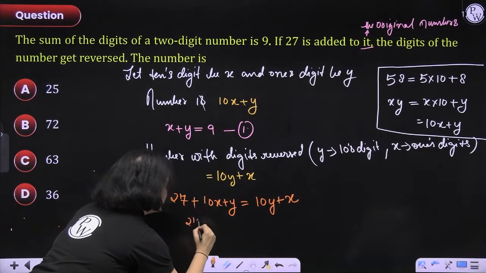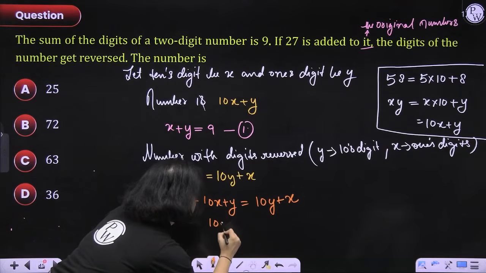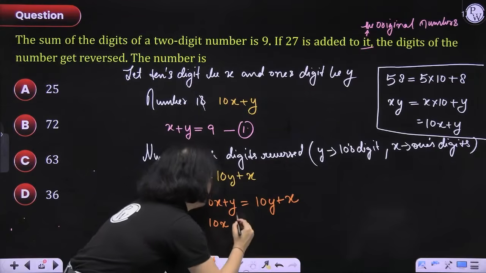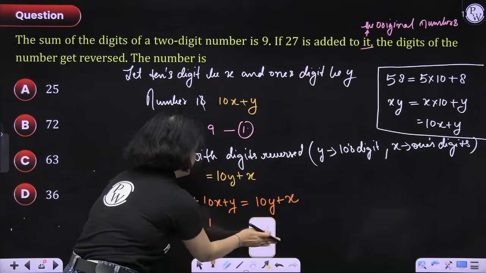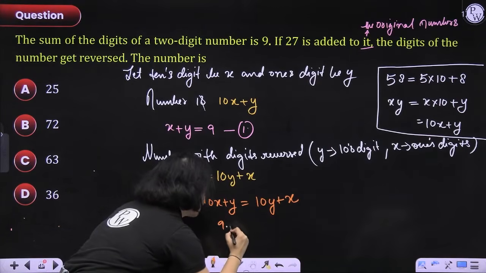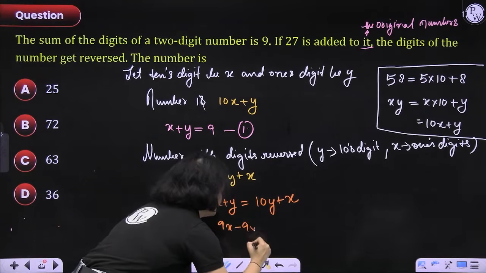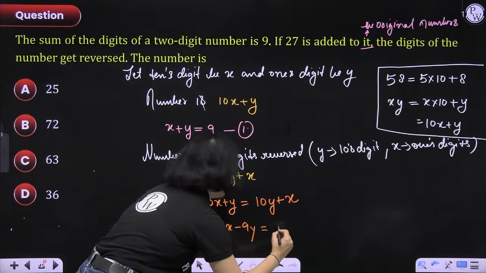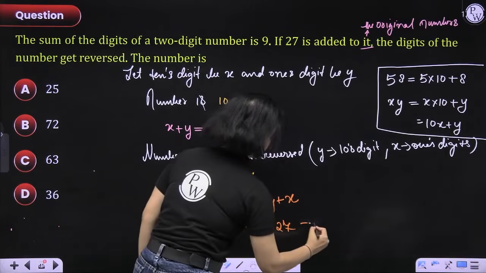So, 10y plus x. Here, what do you get when you solve this, everyone? You get 27, let me just write it down. Oh, sorry. I'll write this again. Wait. 10x minus x is 9x. Y minus 10y is minus 9y, is equal to minus 27. This is what you get. Okay? So, this is equation number 2.